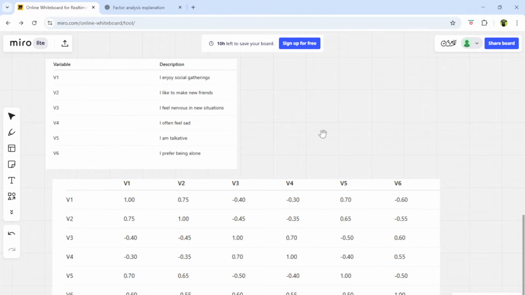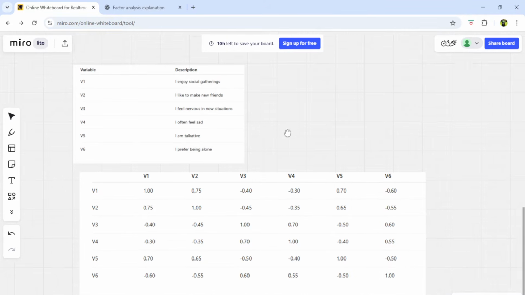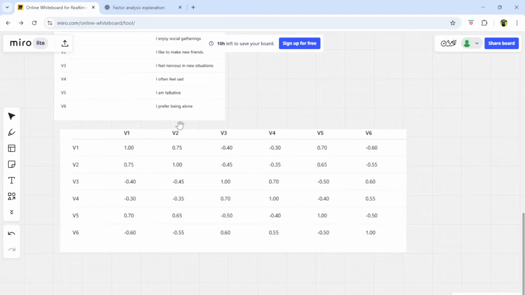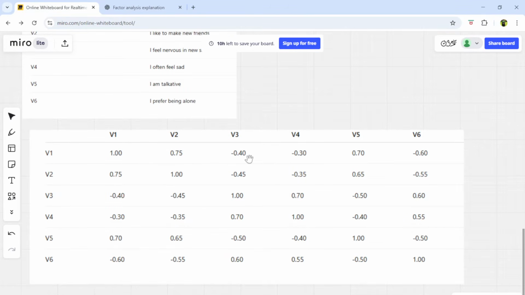From there we design what we call a correlation matrix. The correlation matrix looks something like that. It is basically the relationship between the variables against each other. The relationship between variable 1 against variable 1 obviously is going to be 1, and variable 2 against variable 2 is also 1, as you can see. So we're checking the relationship between these variables against other variables.